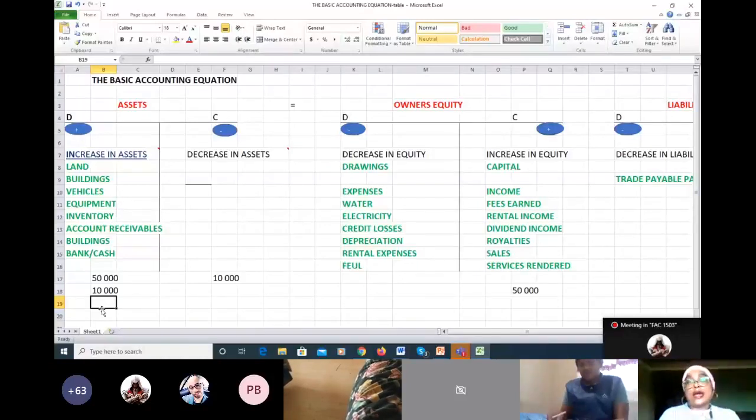So now all my assets: I had 50K, I have an oven of 10,000 Rand, and I have a dough mixer of 2,000 Rand.